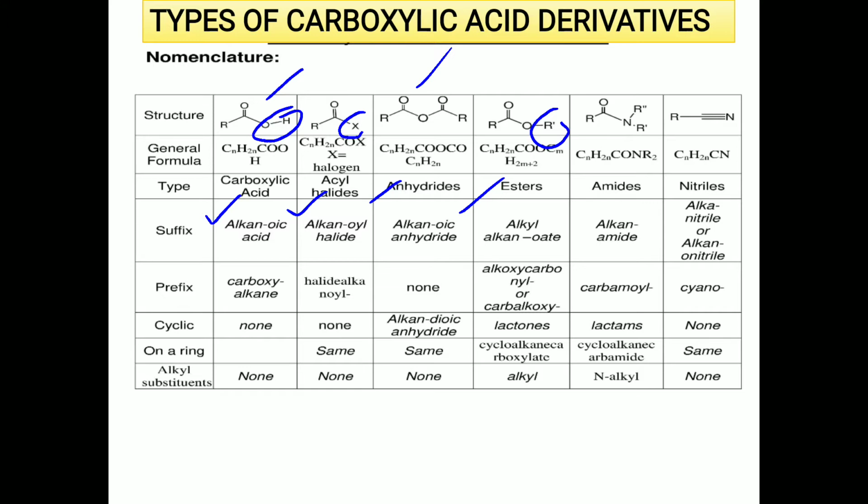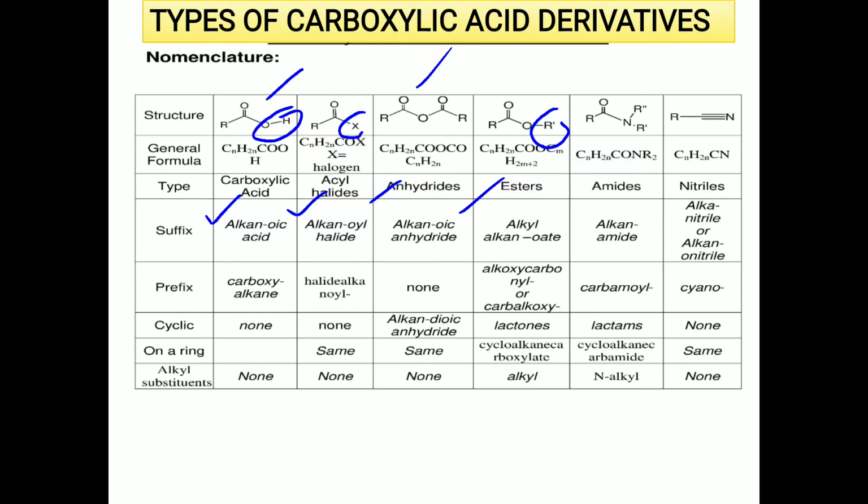If the ester group is present in a cyclic ring, then we name it lactones, and if this COO group is present on a ring, then we name it cycloalkane carboxylate. And if there is an alkyl substituent present, then just put the alkyl name before the parent alkane.